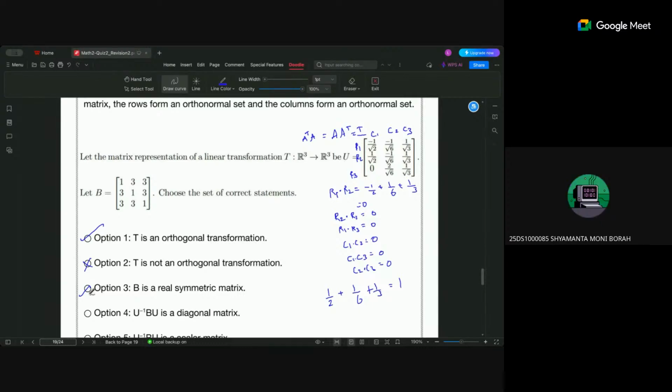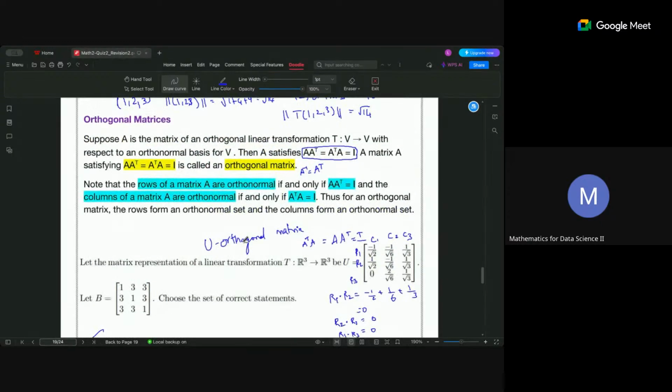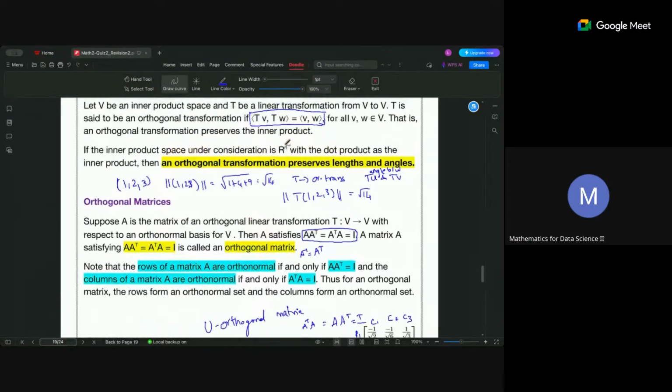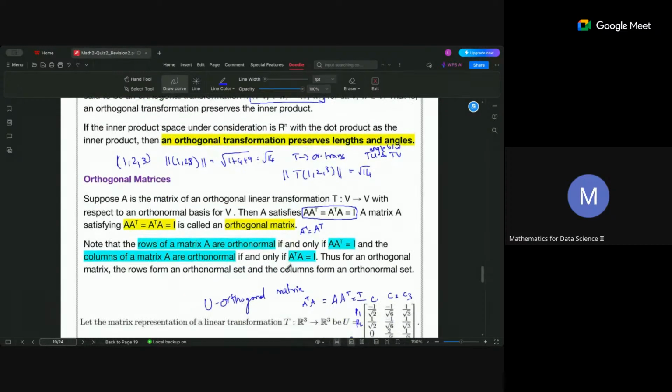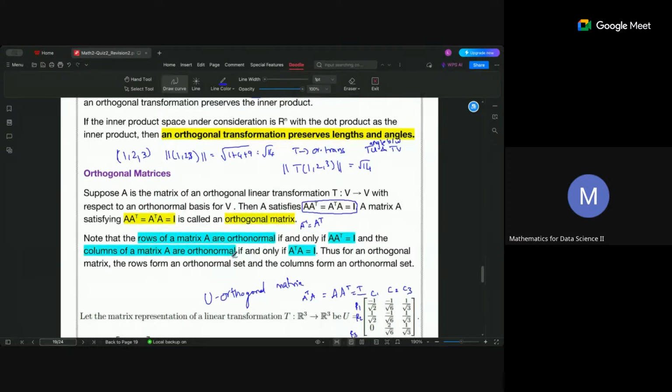Ma'am, can you explain option 1 again once? See, U is an orthogonal matrix. If U is an orthogonal matrix, the corresponding transformation is an orthogonal transformation. Ma'am, it is an orthonormal matrix, right? See, the name is kind of confusing. The definition is like this: a matrix representing an orthogonal transformation. We call it only orthogonal transformation, not orthonormal transformation, and the matrix representation is also called orthogonal. But it satisfies the property that the rows and columns are orthonormal. The name is kind of confusing.